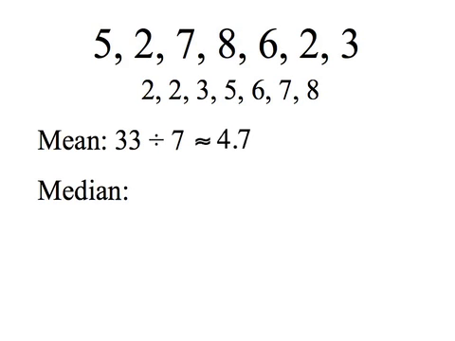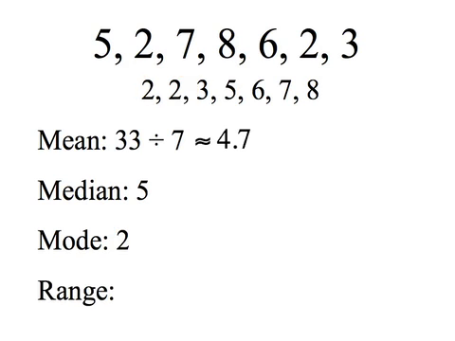To get the median, we looked at that list after it was put in order. We found the middle number. That was 5. The median was 5. To get the mode, we looked for a number that appeared in the list more often than any other number, and that was 2. And to get the range, we took the highest and the lowest and found the difference, and 8 minus 2 is 6. The range is 6.